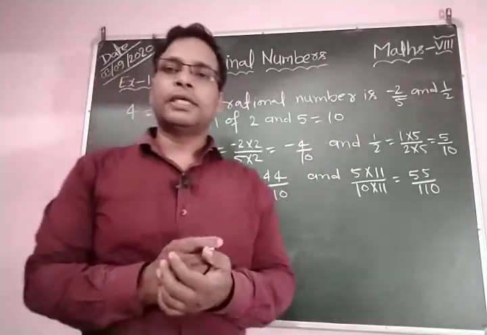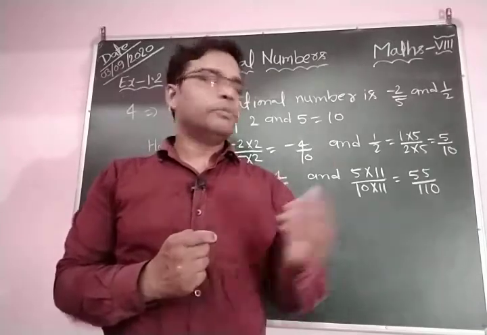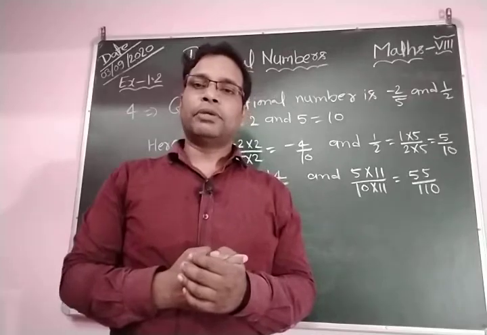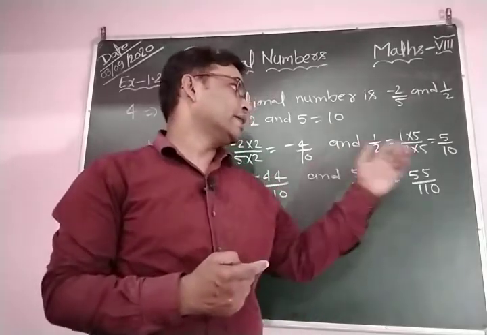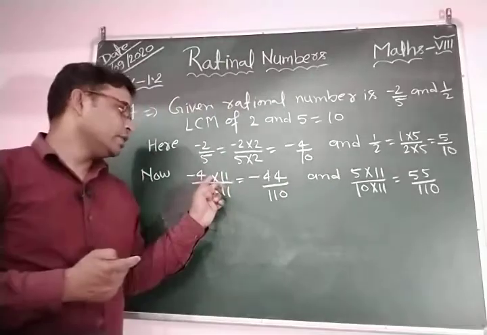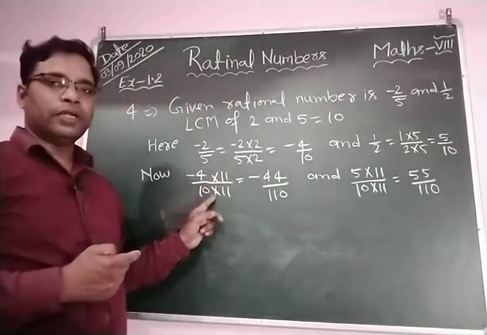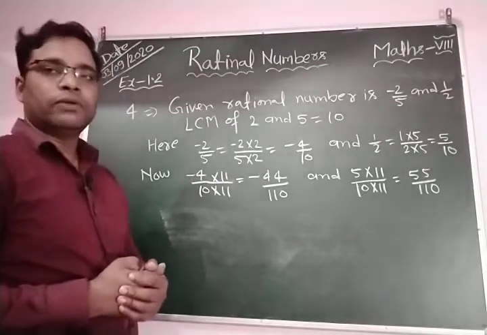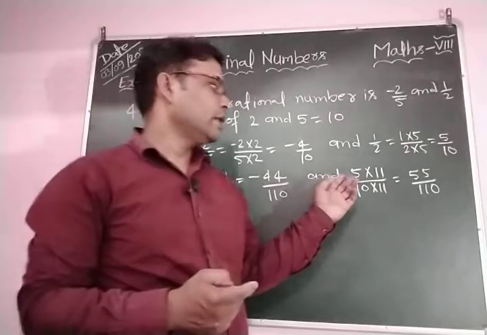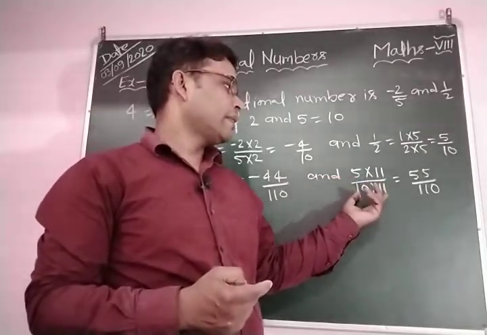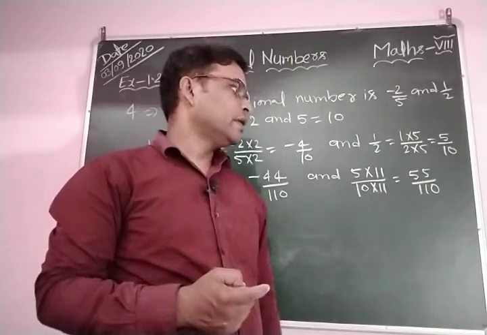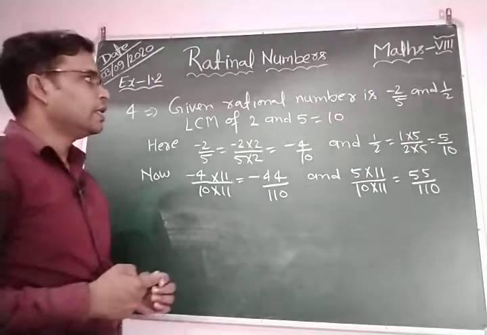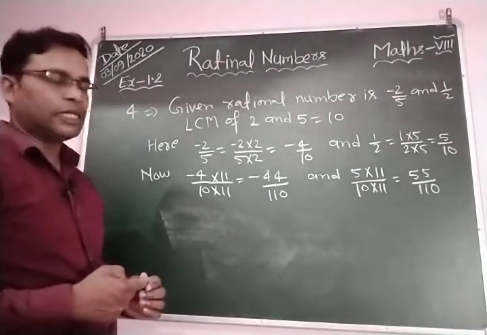After this we insert 10 rational numbers between the given rational numbers. Then we multiply by 11, that is 10 plus 1, which is 11, in both like fractions. It means that minus 4 into 11 by 10 into 11. Okay, this is equal to minus 44 by 110. And here you can see 5 into 11 by 10 into 11. This is equal to 55 by 110. Okay, now we need to find 10 rational numbers between them.